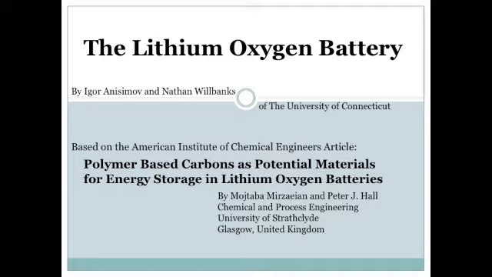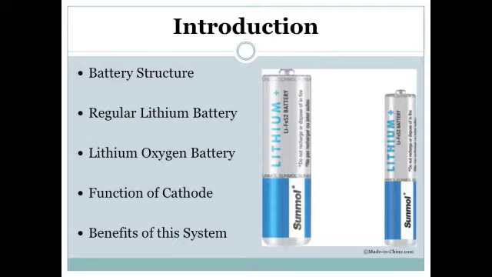Our topic was based on the American Institute of Chemical Engineers article, Polymer-Based Carbons as Potential Materials for Energy Storage in Lithium-Oxygen Batteries. In our discussion, we'll be giving a general overview of a battery structure and how it functions. We will then compare this to an alternative lithium battery, which is widely used today in cell phones, laptops, and other common electronic devices. We will then describe a newer third type of battery, the lithium-oxygen battery. We will describe the composition and function of this battery, including the function of its cathode, its highest distinguishing feature. Finally, we will explain the advantages of using this new system.